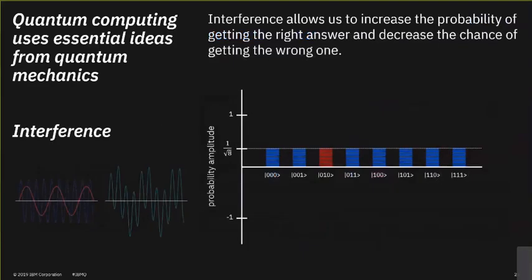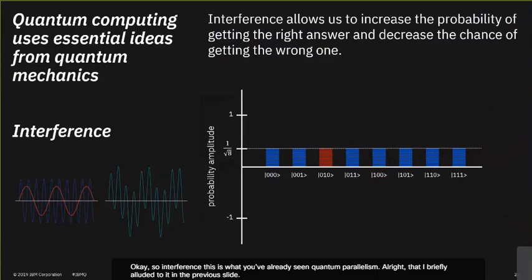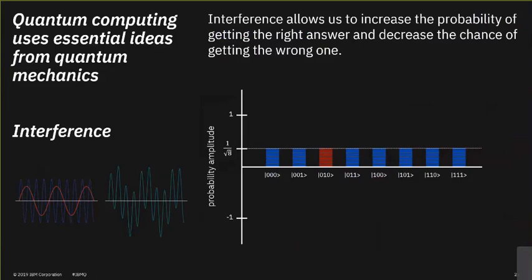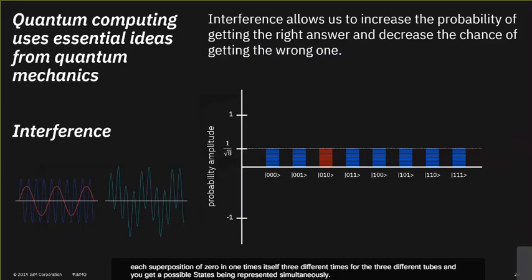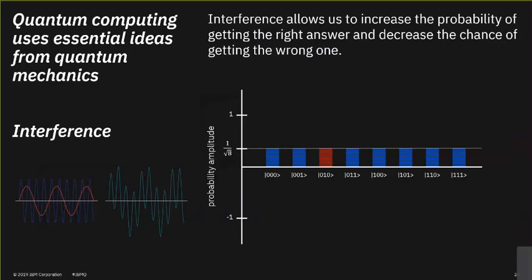Next slide, please. Okay, so interference. You've already seen quantum parallelism, all right? I briefly alluded to it in the previous slide where I pointed out that by starting out in the 0 state and applying those Hadamard gates, we went from essentially a quantum state which was 0, 0, 0, to all of a sudden simultaneously having 8 states. Basically, you're multiplying each superposition of 0 and 1 times itself 3 different times for the 3 different qubits, and you get 8 possible states being represented simultaneously. Okay, that's good.